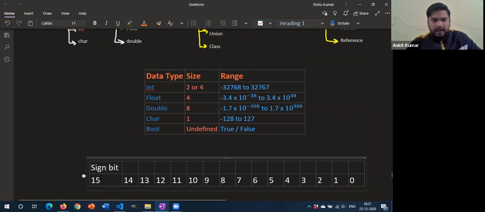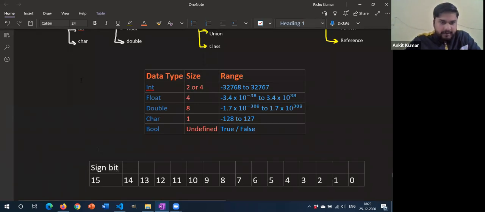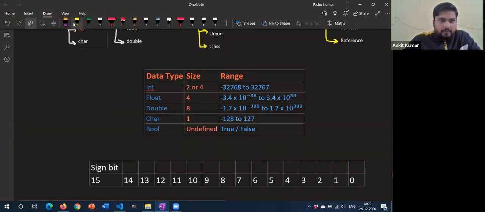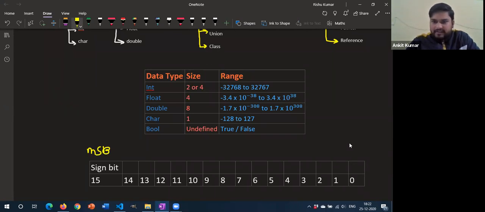Now 0 to 15 means 16 bits. And you can see that the last bit is known as the most significant bit. And the first bit will be known as the least significant bit. You should keep this in mind. Now, the last bit is used to store the sign, which is why it is known as the sign bit. Because an integer can be either a positive or a negative number, so to differentiate between them, out of these 16 bits, one bit is reserved for storing the sign of the number.